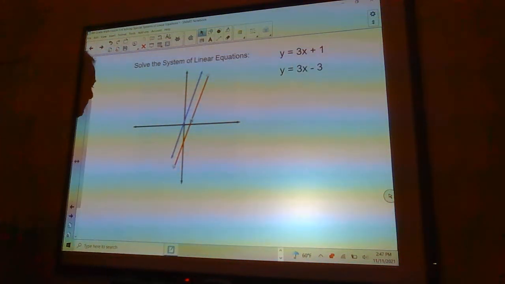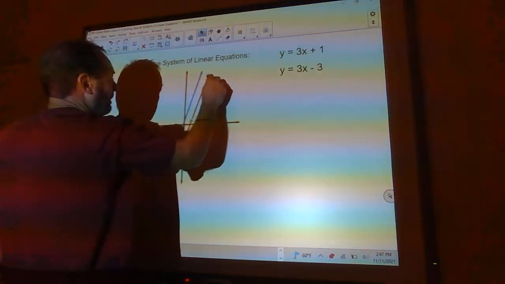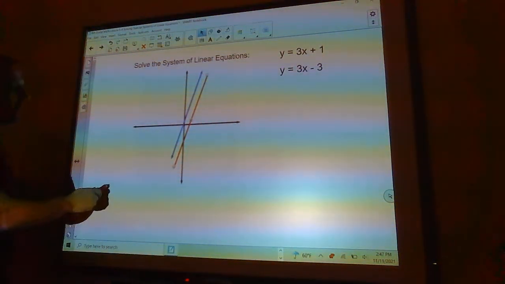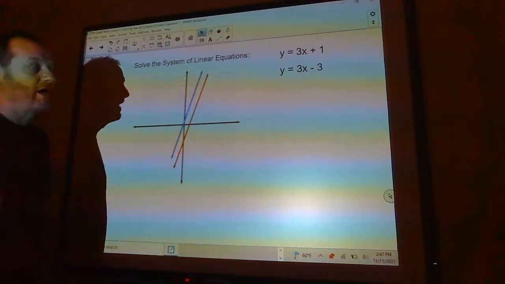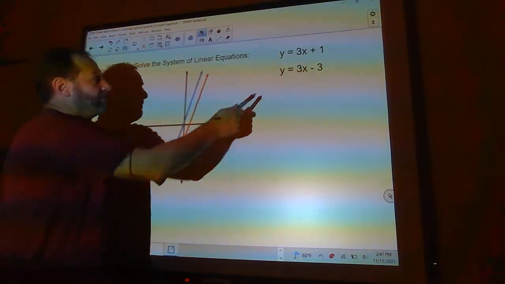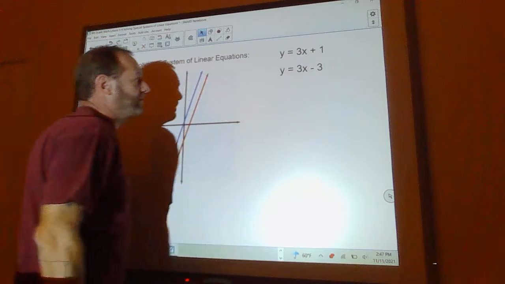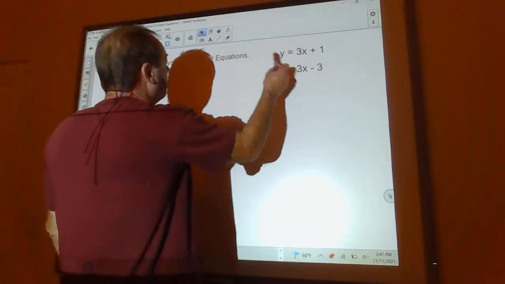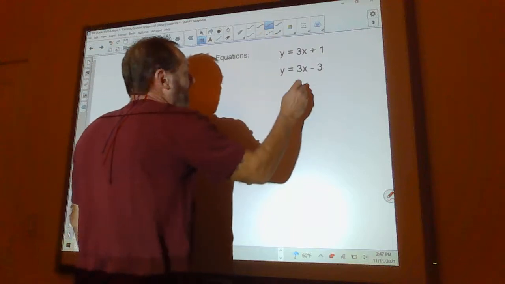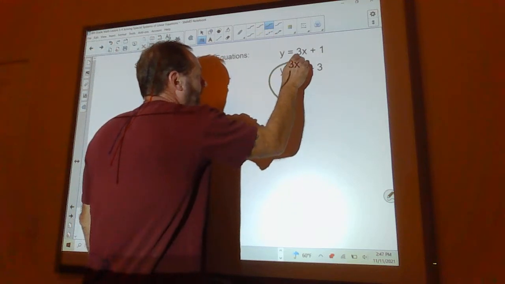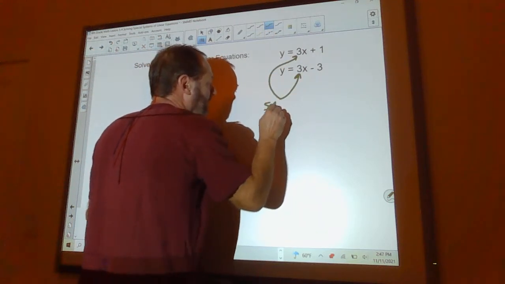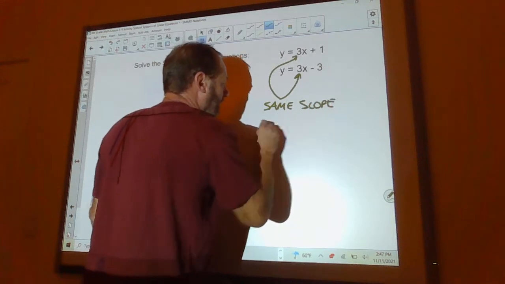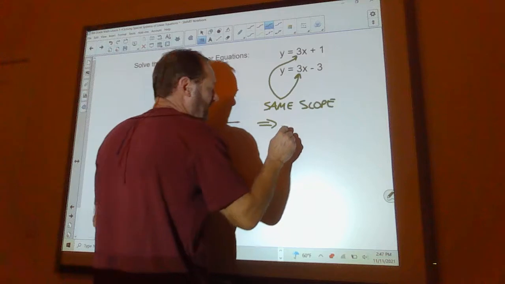Well, guess what? If I get that right, those are parallel lines, my friends. They're never going to cross each other. And you know what? You can short circuit this right away. If they're in slope-intercept form like this, you don't even have to graph them. You can just look at it and go, hey, these two lines are parallel because they have the same slope, right? If they have the same slope, they're parallel. That implies they are parallel.